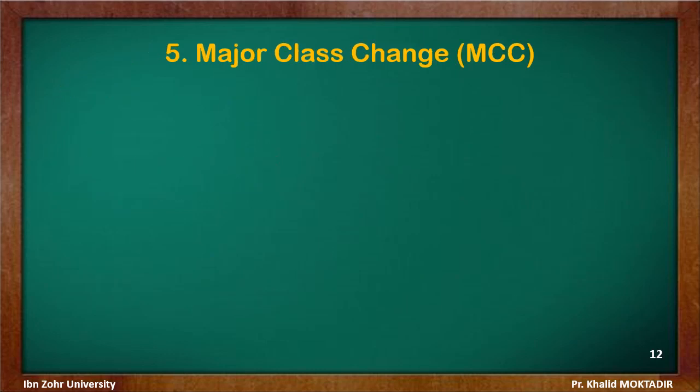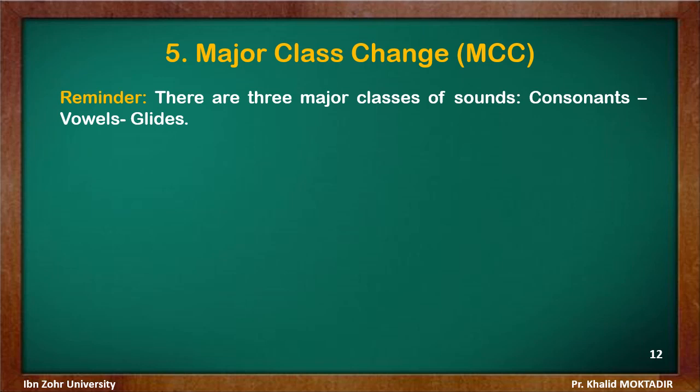The fifth process that we have in our list is major class change. We need a reminder before we explain what this is all about. There are three major classes of sounds, as you remember: consonants, vowels, and glides. Major class change is when you move from one major class to another. In other words, usually this involves a vowel that becomes a glide.